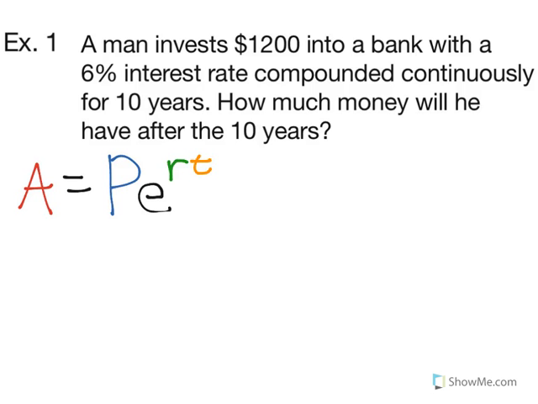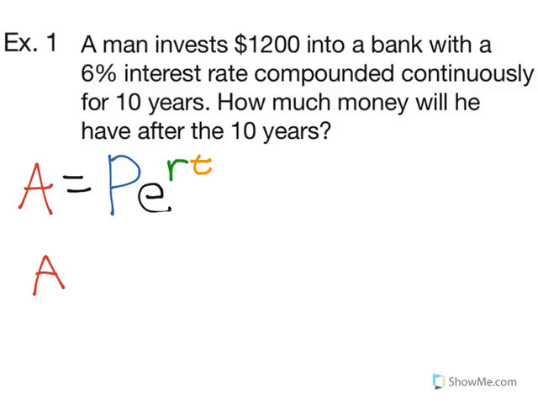So let's jump right into our first problem here. Example 1: a man invests $1,200 into a bank with a 6% interest rate compounded continuously for 10 years. How much money will he have after the 10 years? So let's set this up.